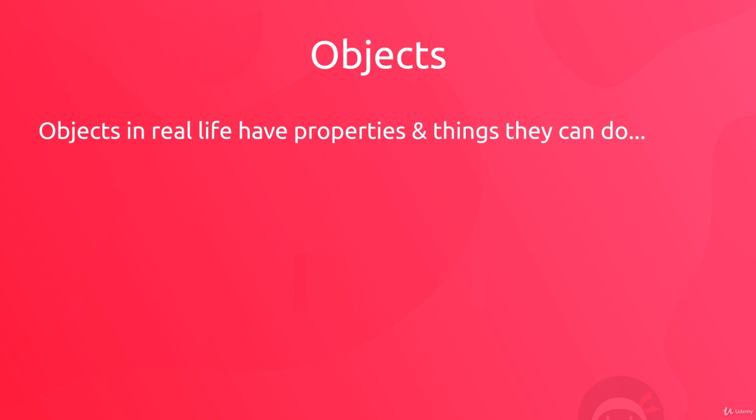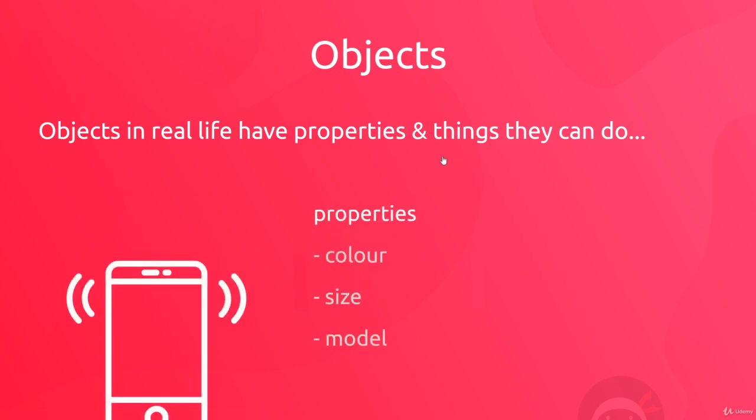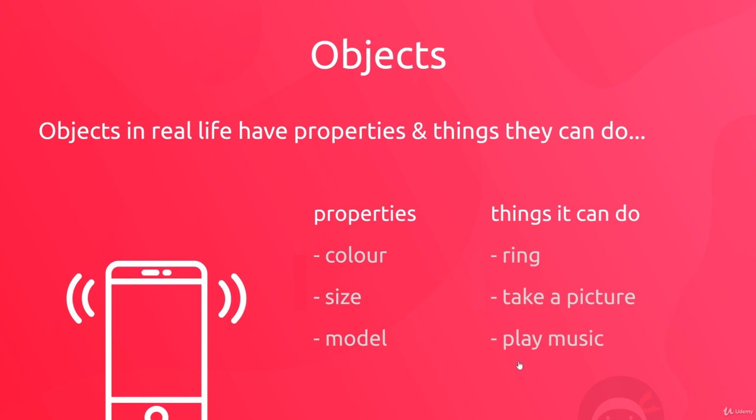So objects in real life, they have properties and they have things they can do, right? So for example, a phone is a real object and it has properties. It could have a color, a size, a model, etc. But it also has things it can do. It can ring, take a picture and play music. Now an object in JavaScript is no different. It has properties and it can have things it can do.